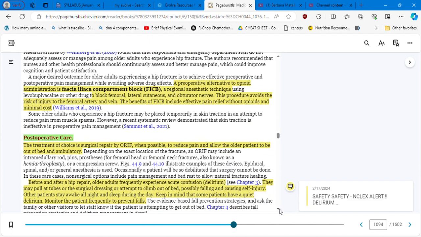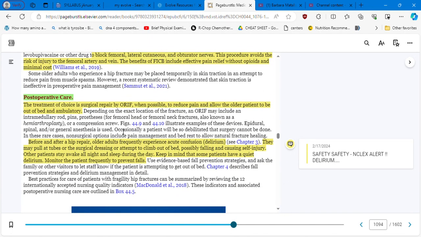Okay, postoperative care. The treatment of choice is surgical repair by ORIF, open reduction, internal fixation, when possible, to reduce pain and allow the older adult to be out of bed and ambulatory. ORIF is open reduction, internal fixation, right? Before and after a hip repair, older adults frequently experience acute confusion, delirium. That's what I was telling you.